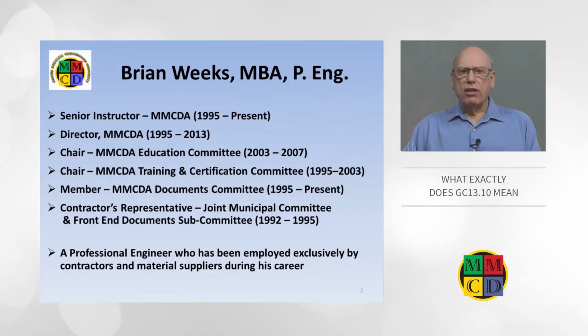This video clip will cover the topic of what exactly does GC 13.10 mean. Please note that GC 13.10 is the number in the Platinum Edition. Although this identical clause has been in the MMCD since day one, in earlier versions it was numbered as GC 13.9. Be advised that to fully understand this video, it helps to know the difference between a change and extra work as defined in the MMCD. If you're a bit fuzzy on this concept, please see my other contract consideration video entitled Change versus Extra.